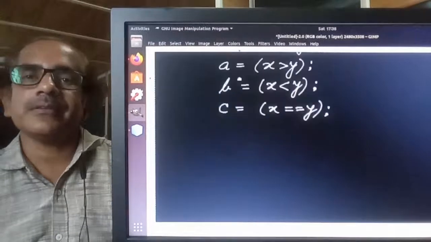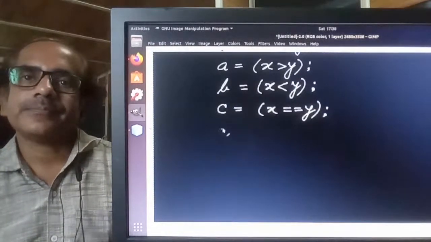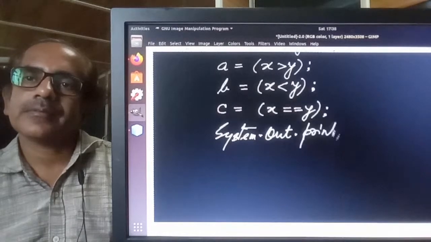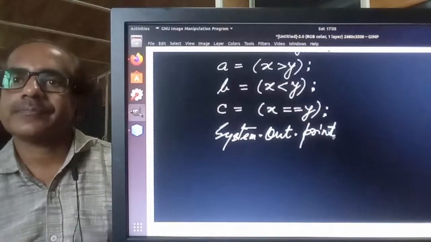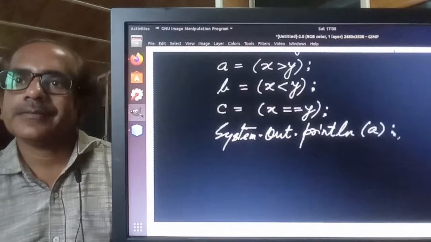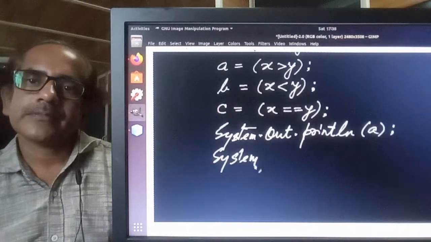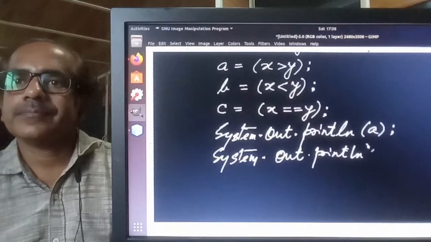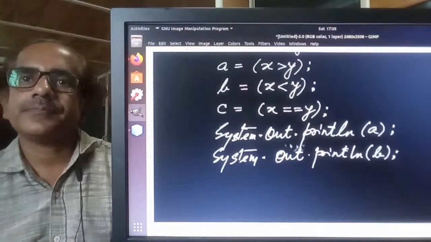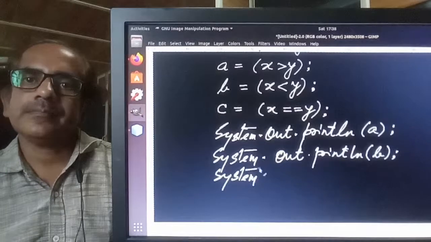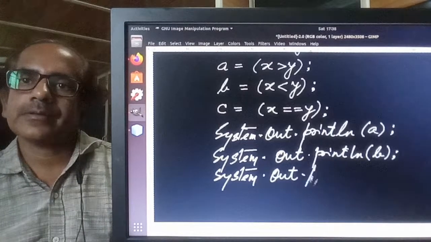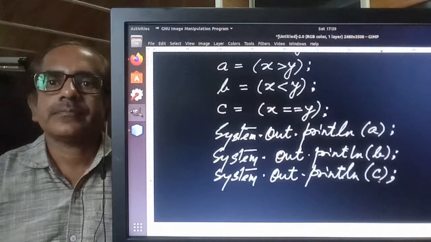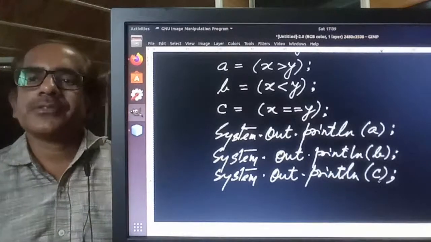And if you will print these values, suppose you are writing System.out.println(a), System.out.println(b), System.out.println(c). Suppose you are writing the whole thing together.